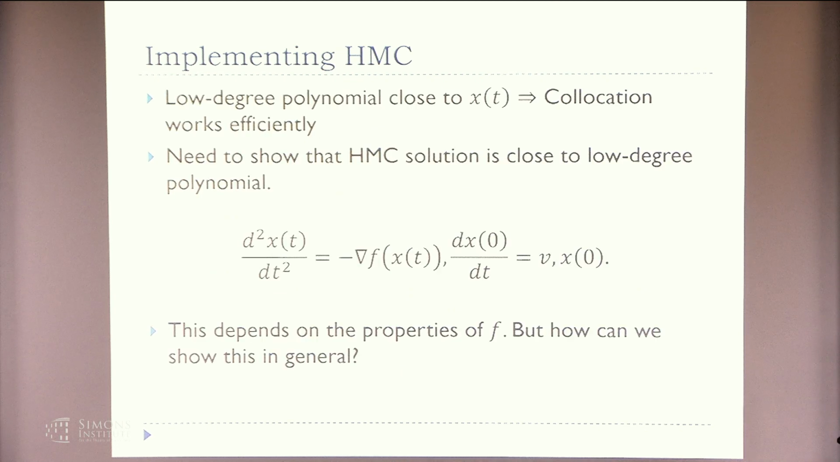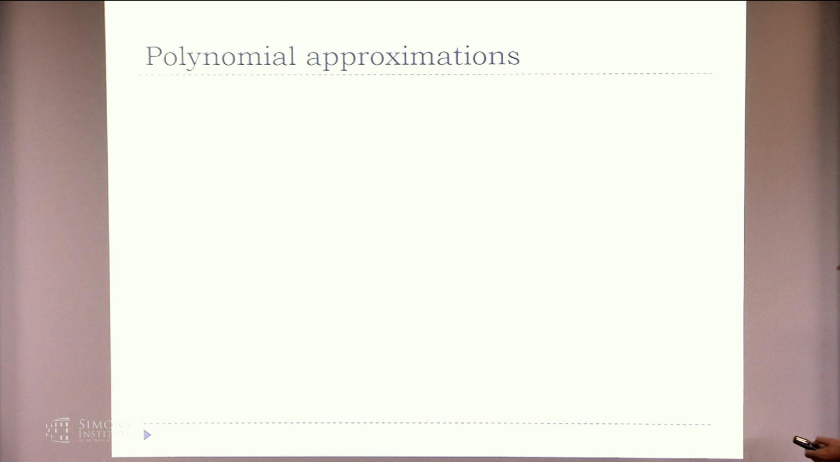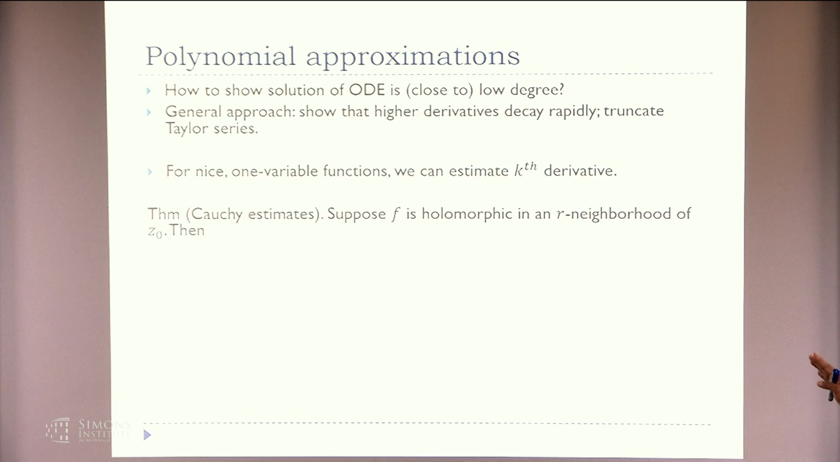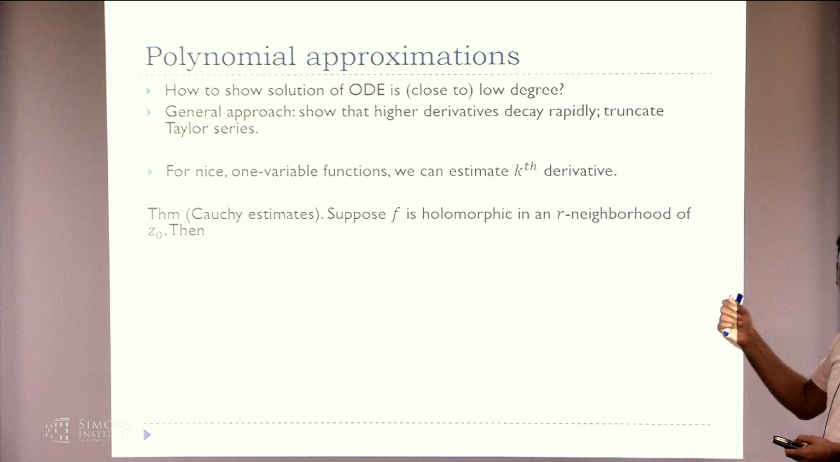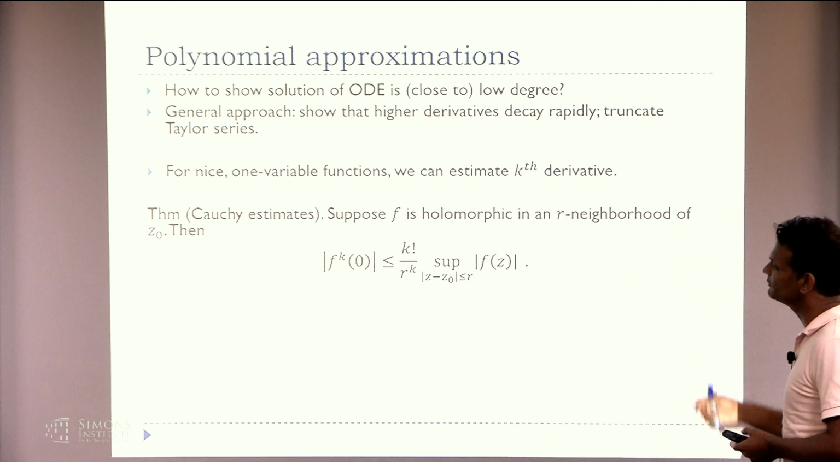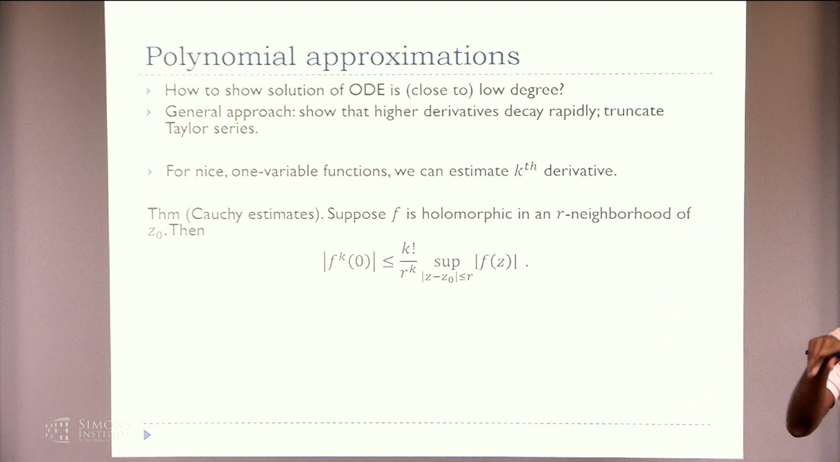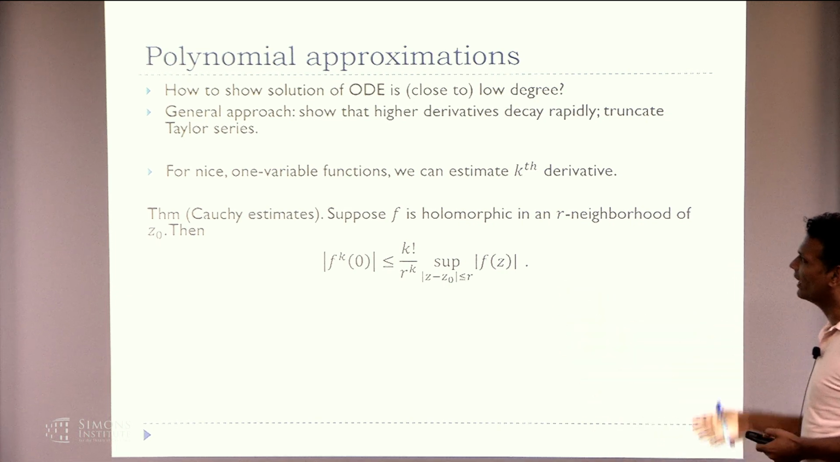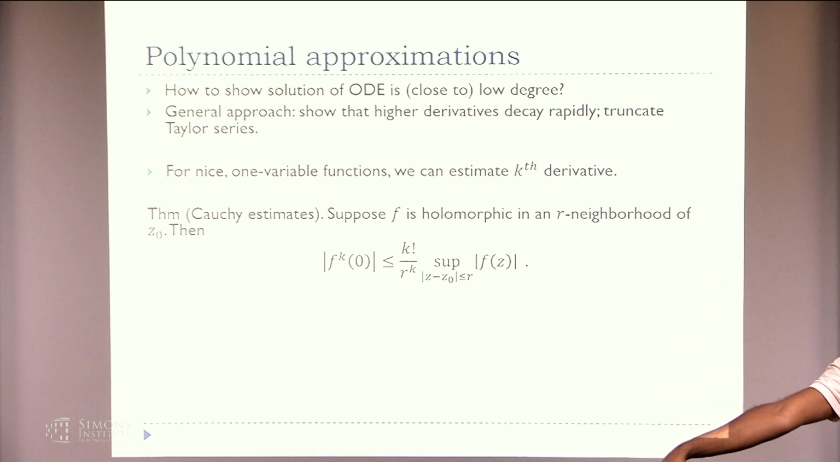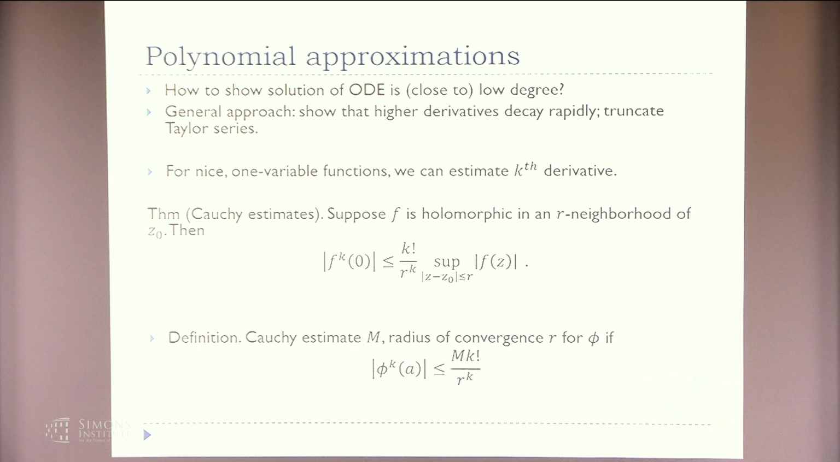So to do this, it depends on the properties of f. We have to develop an approach which generalizes this notion of Cauchy estimates. Therefore, for one variable functions, I should stop in a minute, we can estimate kth derivatives if you know that the function is complex differentiable in a neighborhood. That gives you a bound on all its derivatives in a small neighborhood. Now, why are derivatives useful? Because then you can look at the Taylor series, and if your derivatives are decreasing fast enough, then you truncate. That's the plan.